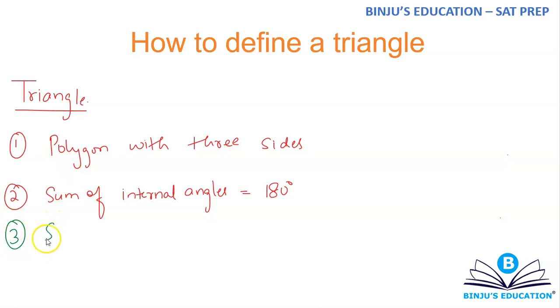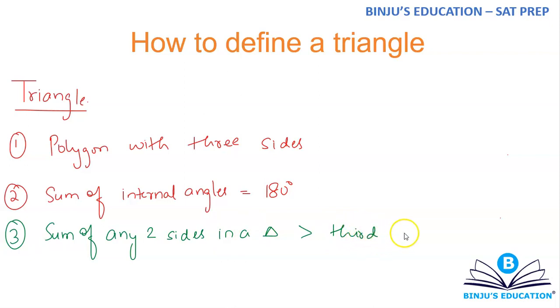Third one is sum of any 2 sides in a triangle is always greater than the third side. Take example of any triangle. For example, you can take a right angle triangle into consideration. Let's suppose it has sides 6, 8 and 10. So you'll observe that 6 plus 8 is greater than 10, 8 plus 10 is greater than 6, and 6 plus 10 is greater than 8.